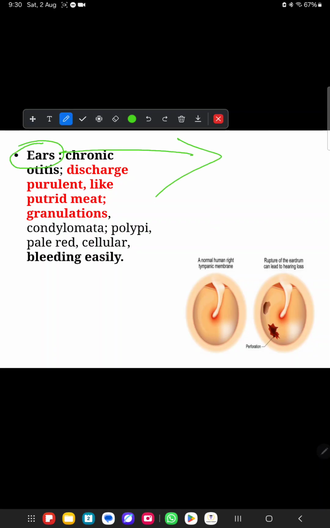Under which chapter of Kent repertory will we find these symptoms? Where will we find them? Sir, ear. Yes, the direct chapter is there. So, for the first time, the Kent repertory was published in which year? Can anyone tell? Sir, 1897. Yes, very good.